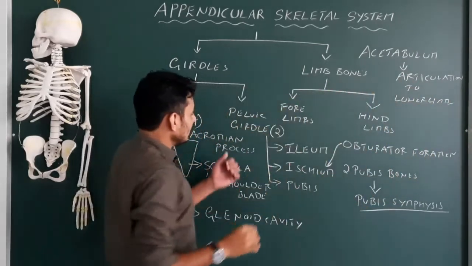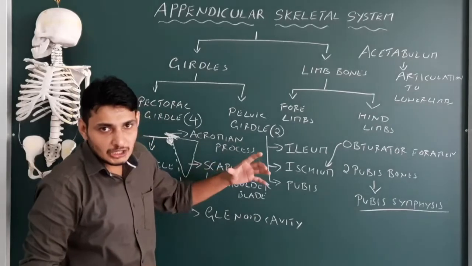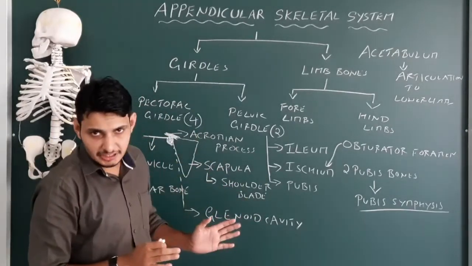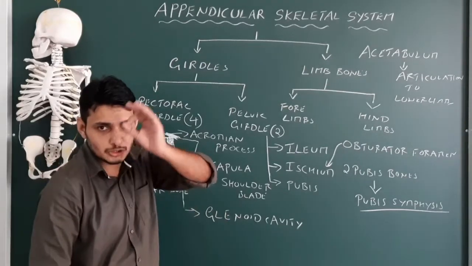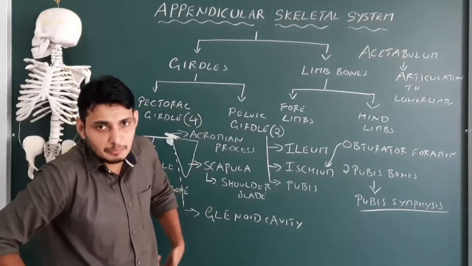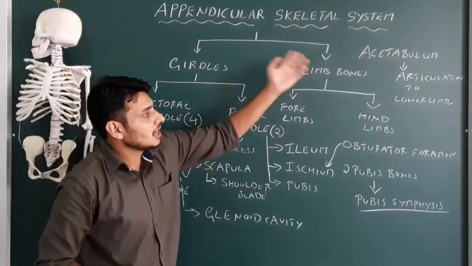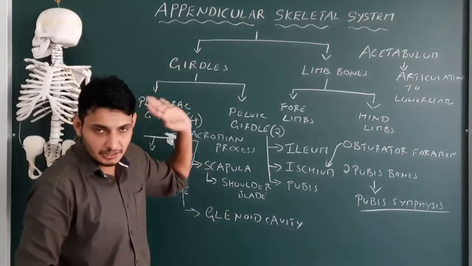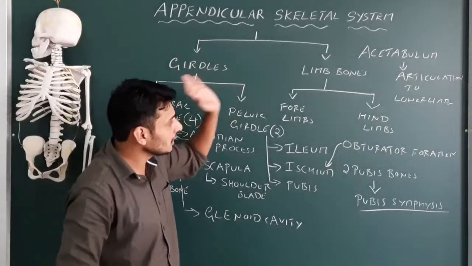Whereas the glenoid cavity provides articulation to the forearm. That's it. So there are 2 types of cavities. One is present in the pectoral girdle, which is called the glenoid cavity. The other one is in the pelvic girdle, that is called the acetabulum. Done. Easy. Okay, so this is all about the girdles. Let me erase it and let me just go to the limb bones.